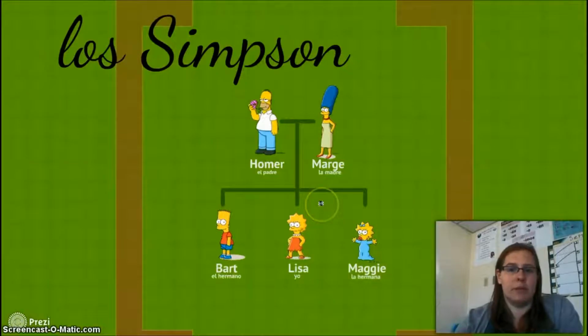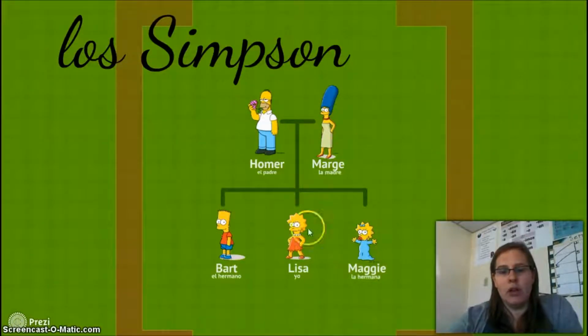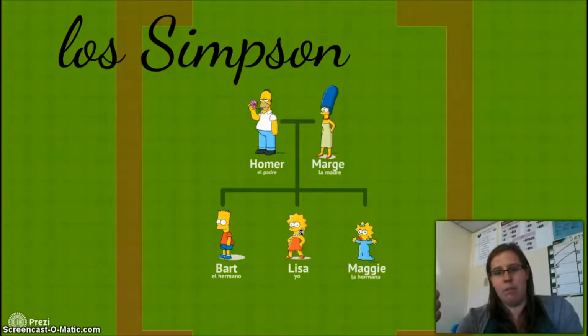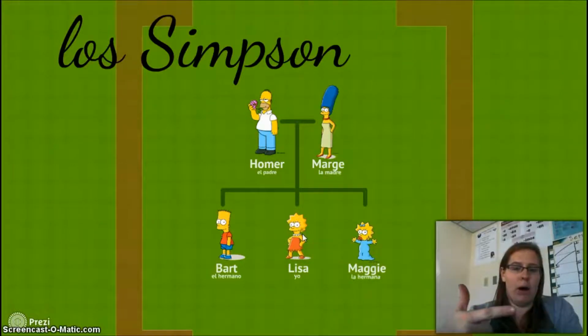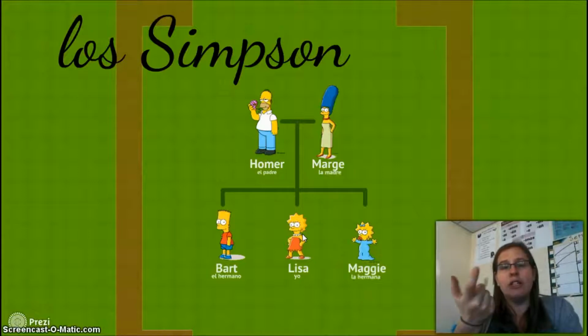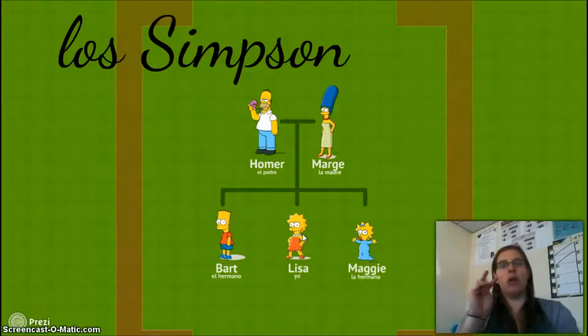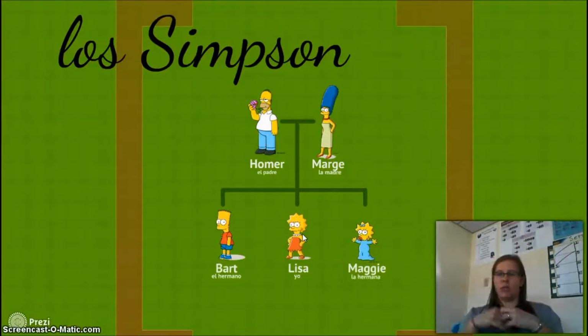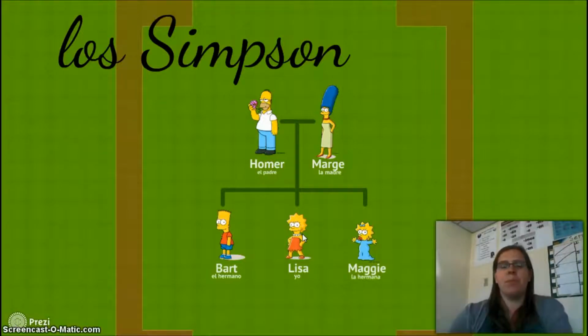Then we have los Simpson. Los Simpson, starting with Lisa as yo. So Lisa has una hermana, Maggie, un hermano, Bart. So in total, she has dos hermanos. Because we know when it's a mixed group, we just go with the masculine plural, hermanos. Homer is the padre, and Marge is la madre. Or we could say el papá y la mamá.